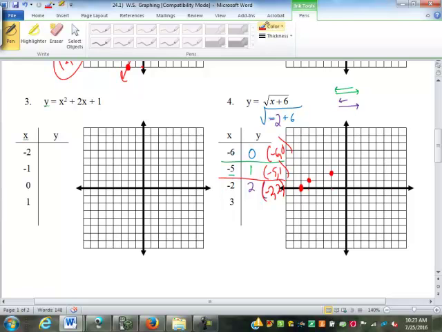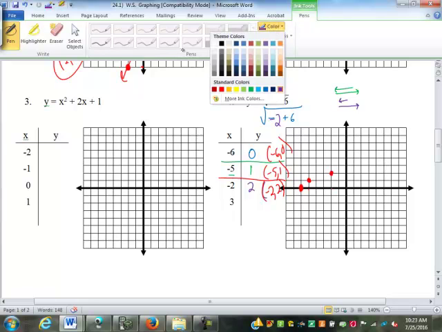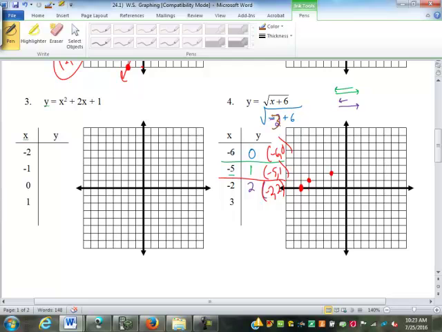And what if x is 3? If I put a +3 in there. Yeah, 3 plus 6 is 9, and the square root of 9 is 3. So that's going to give us the point 3, 3. So 3, 3 right there. So with those points, we can get an idea this graph is going to look something like that.